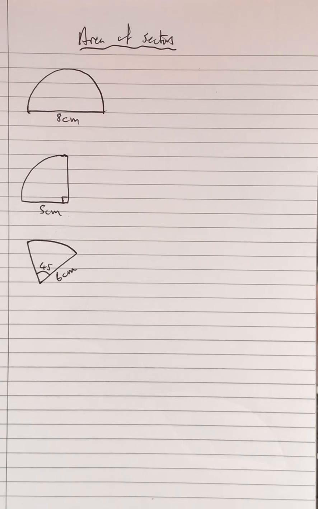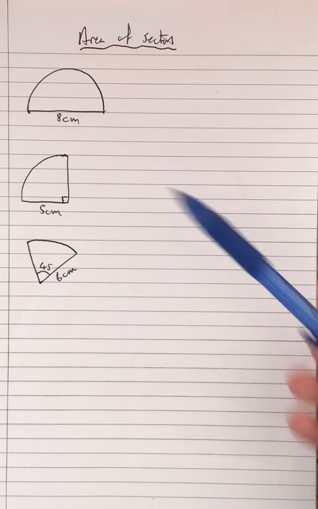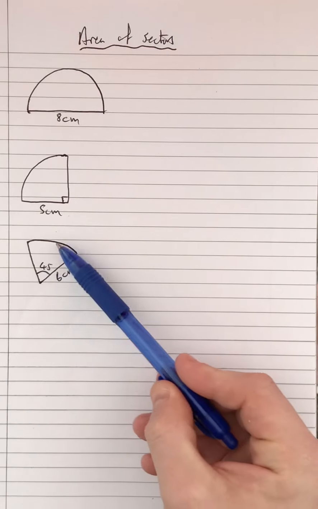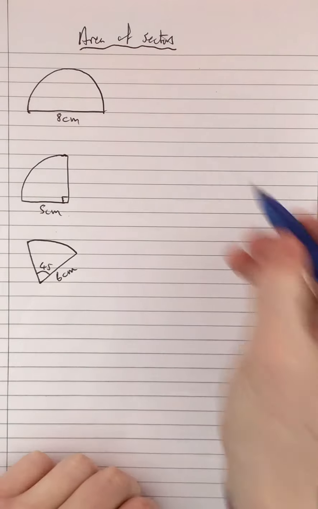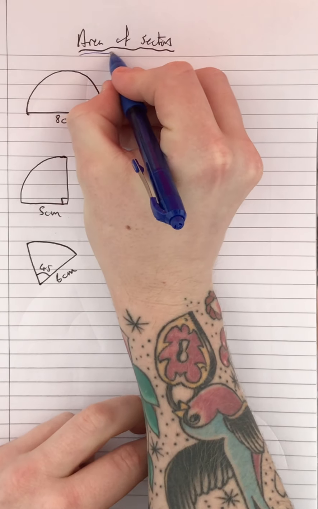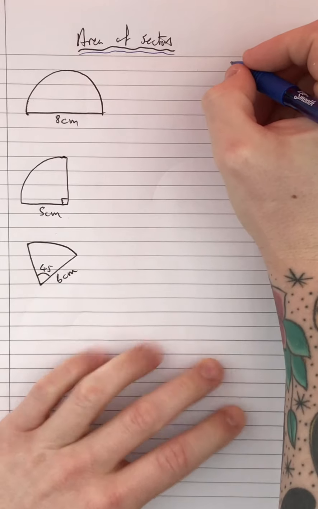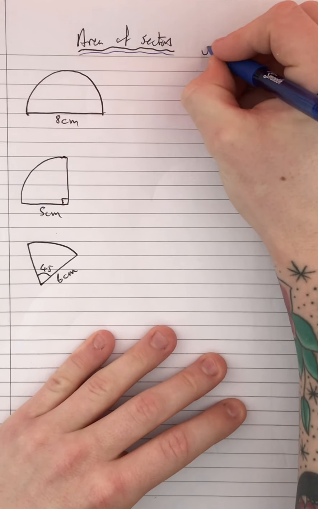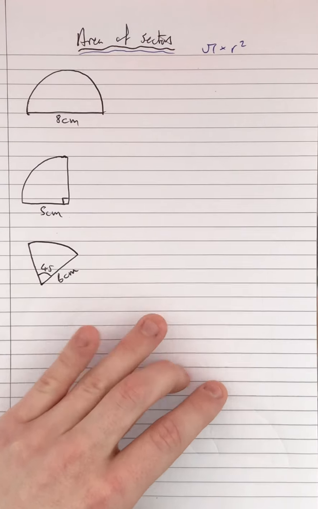Okay guys, so finishing up our work with circles and circle parts, here we've got some varying sectors. We've got a semicircle, a quarter circle, and then a sector with a 45-degree angle. Now, we are looking at the area, and so we need to be using pi times the radius squared.